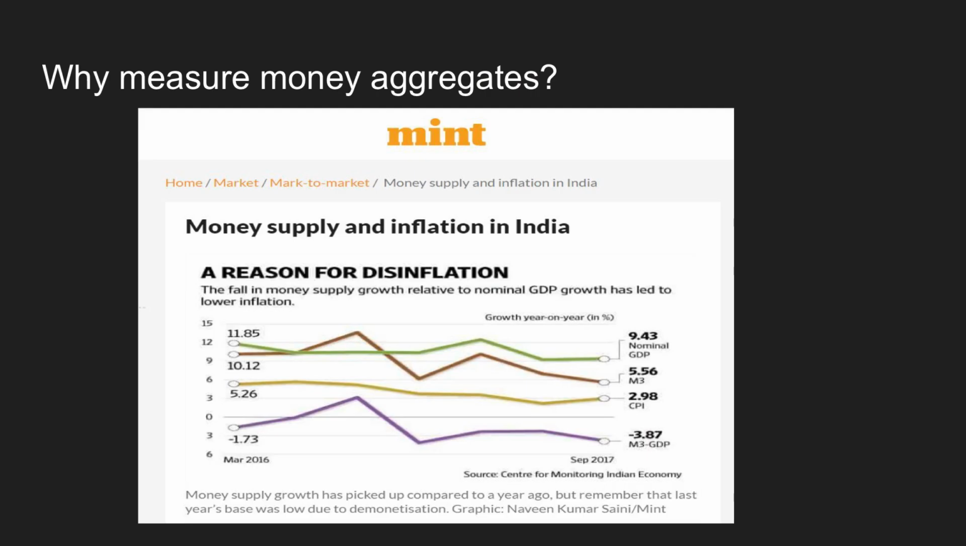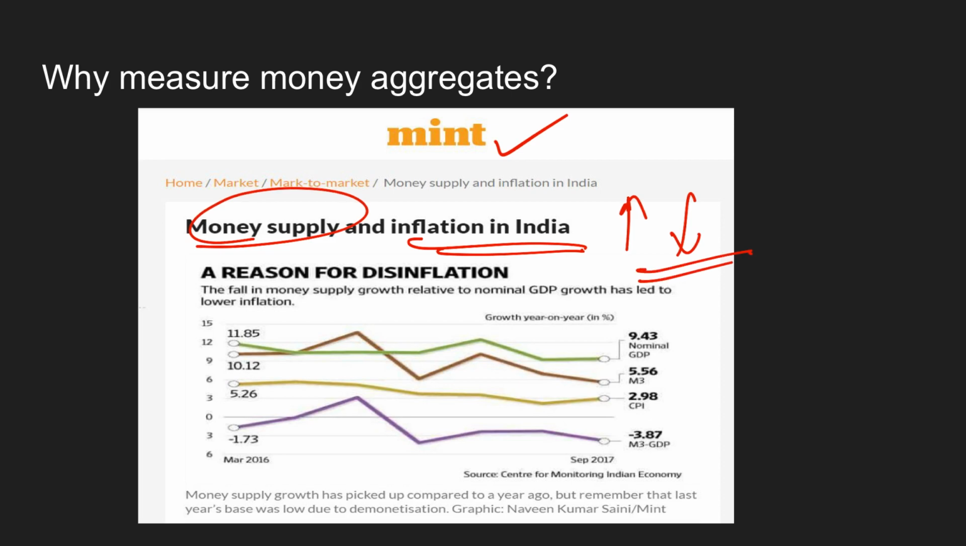Let us understand why. As you can see from this particular Live Mint article, there is a direct relation between money supply and inflation in India. If there is more supply of money in the economy, inflation rises, and if there is less supply, it will reduce. But this is an oversimplification. Let us try to understand the nuances relevant from the previous year questions perspective.